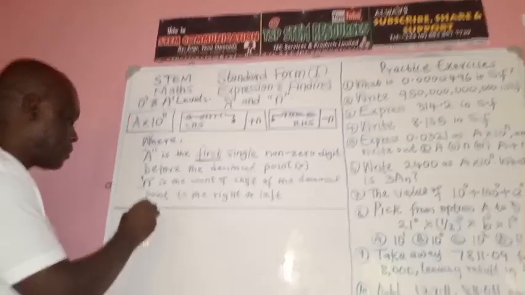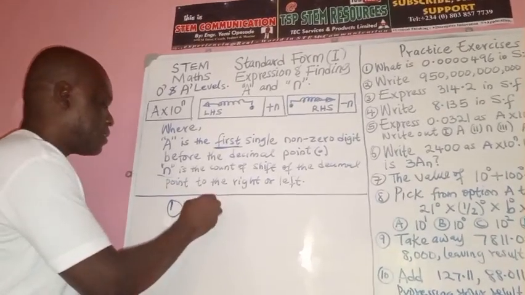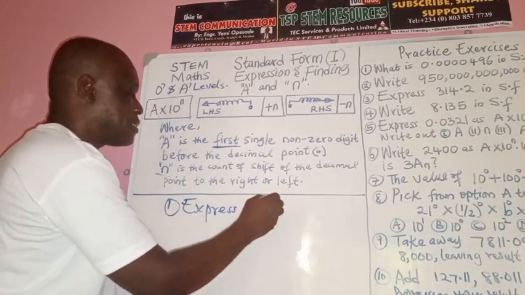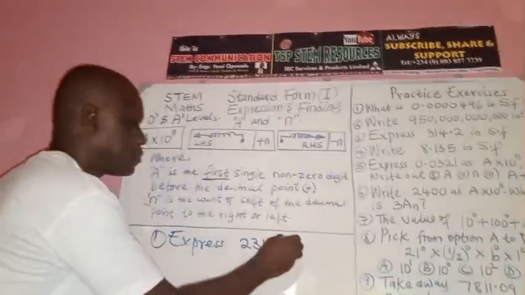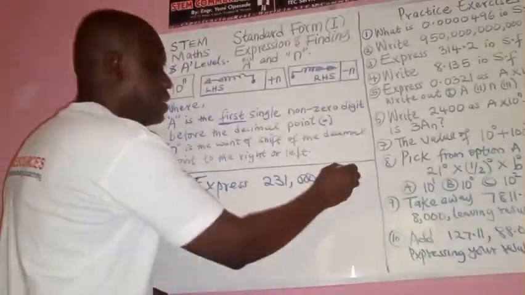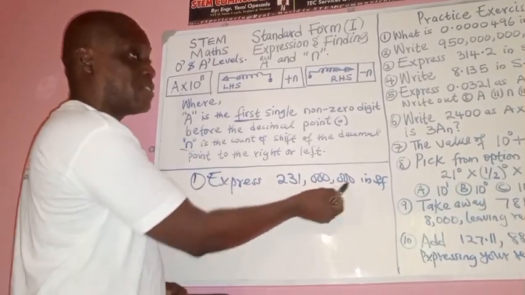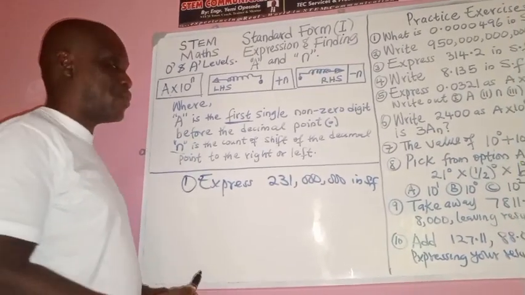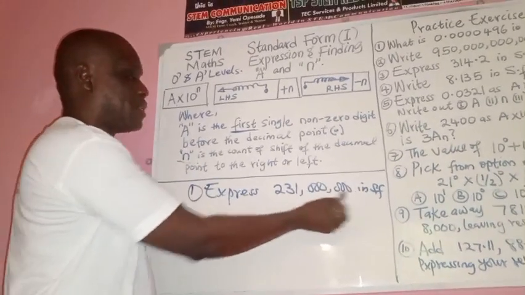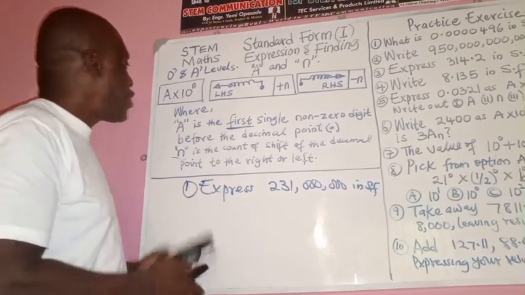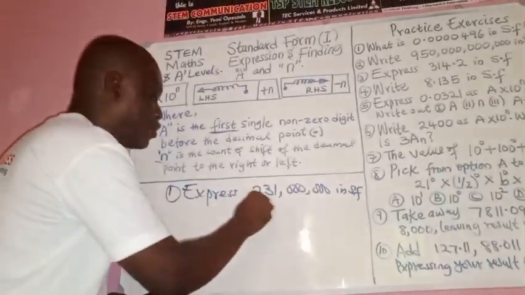Now we'll start with an example. Example 1. Express 231 million in standard form. You know, million has 6 zeros attached to it. 231 million in standard form. We need to write it as this to conform to this.